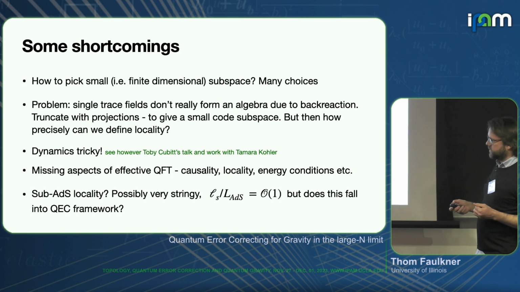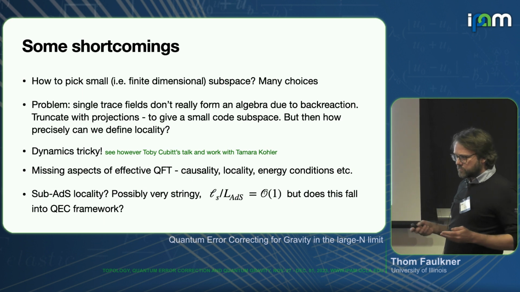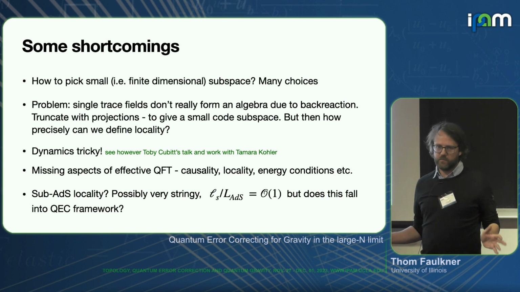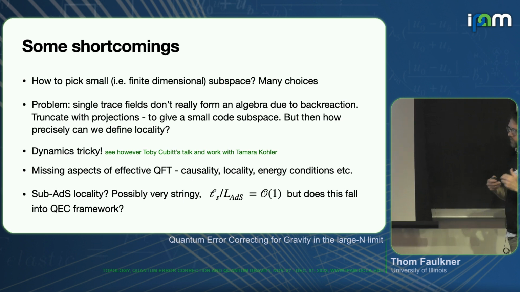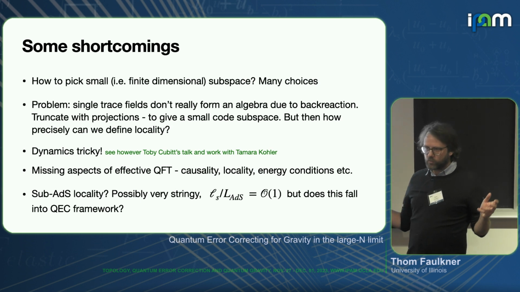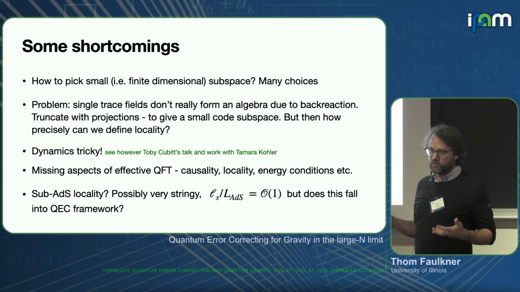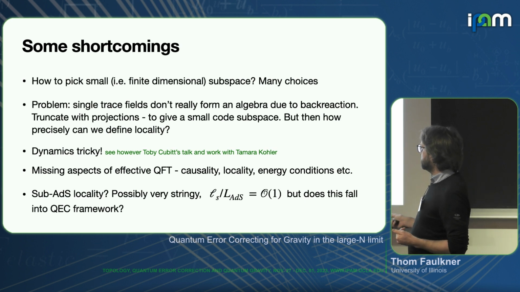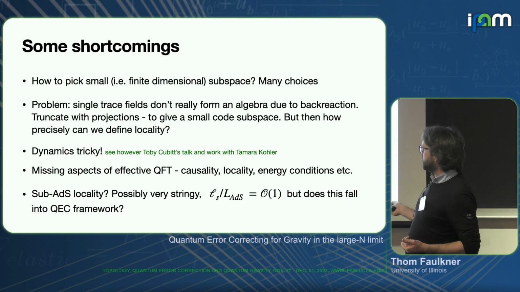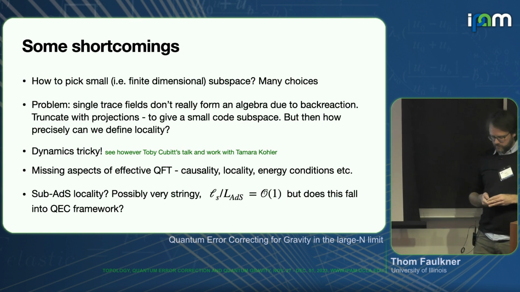And then there's another question which is related to sub-AdS locality. You expect, without doing anything else, that the code itself would be very stringy, so it is not going to be a local theory. If I just took N=4 super Yang-Mills with some coupling which is order 1, which is not very large, but order 1, then that has a gravitational dual, which is really a string theory. And string theory is non-local on the string scale. And so it's natural to ask, does this fall into the framework of a quantum error correcting code?